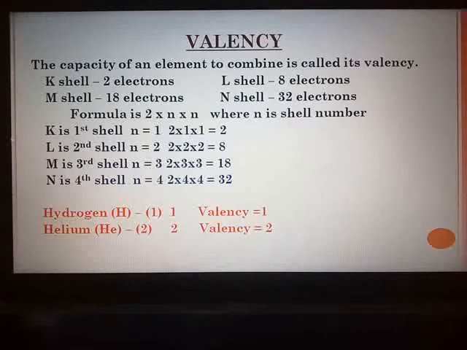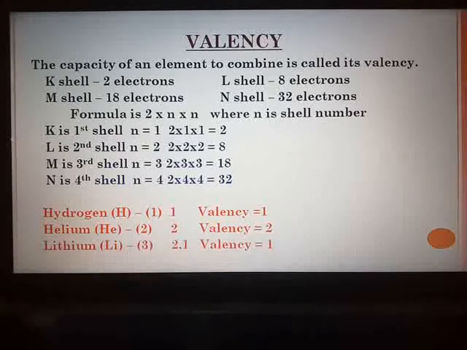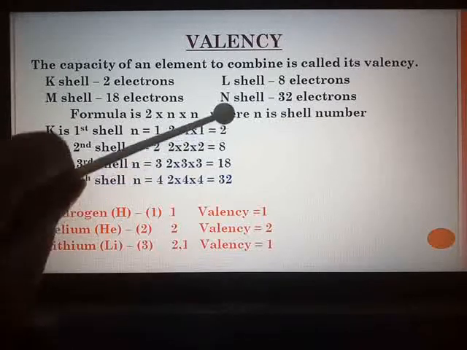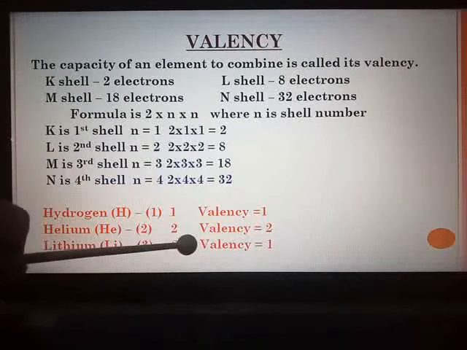If you take the next element, it is helium. Atomic number is 2. So while writing, you will write the electronic configuration as 2. Valency is 2. Lithium. Now here be careful. Atomic number is 3. So the first shell has the capacity of only 2 electrons. So 2. The third one will go in the second shell.